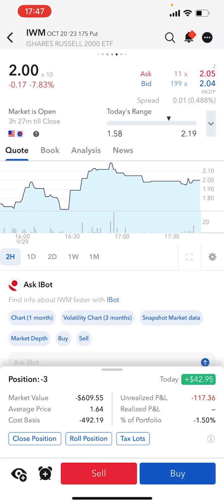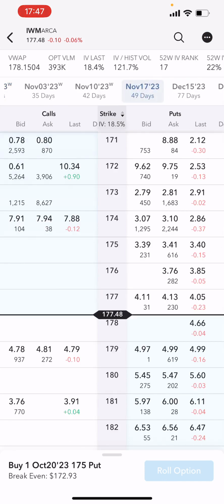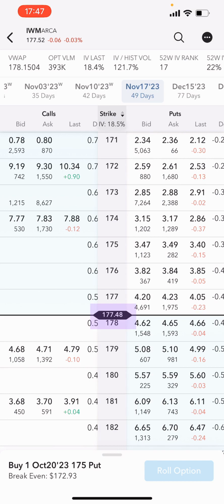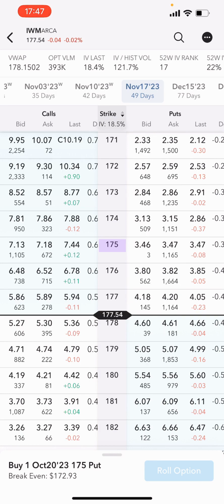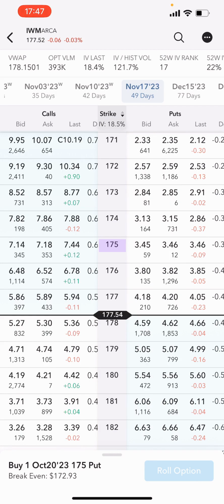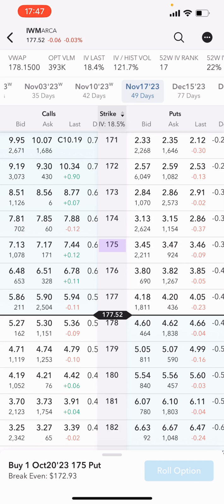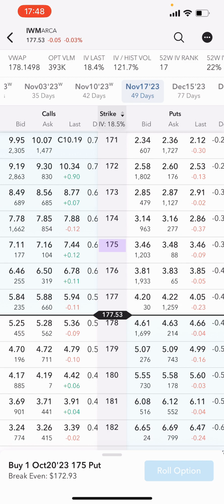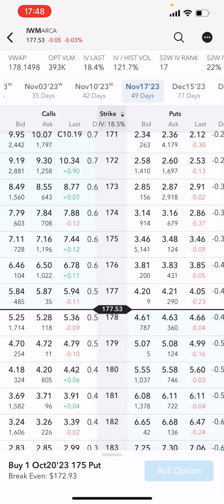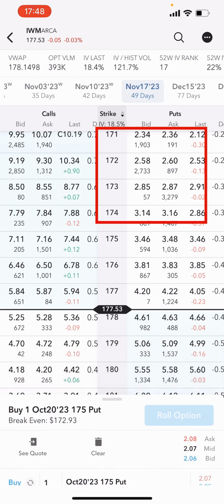Like I mentioned, we've got the 175. So if we roll the position and we scroll across to the next monthly cycle, which is November the 17th, the price of IWM is 177.48. So I'm really close to my strike price of 175, which is why my position is down $101, because I think I sold this position when it was at 180, 185. As the price goes down and closer to your strike, the more your option gains value and therefore is more expensive to buy back. So we'll be buying back the 175, and you can see here it will cost around $207 per contract to buy this back.